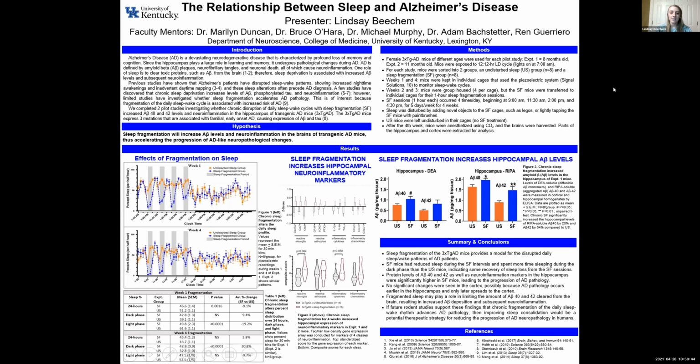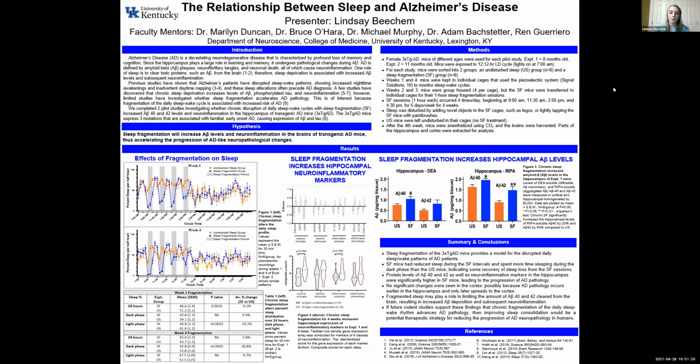So in summary, the sleep fragmentation of our mice provides a model for the disrupted daily sleep-wake patterns of Alzheimer's patients. The reason we chose to fragment their sleep in 1-hour periods instead of just doing a block of sleep deprivation is because it more mirrors how Alzheimer's patients will wake up throughout the night or fall asleep during the day for naps. We also found that the sleep fragmented mice had reduced sleep during our SF intervals, but then spent more time sleeping during the dark phase, indicating some recovery of sleep loss from the SF sessions.